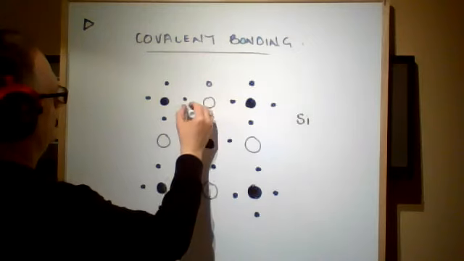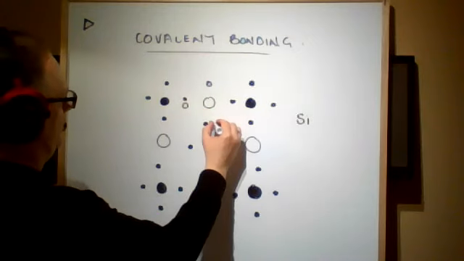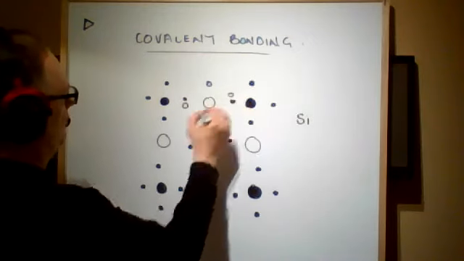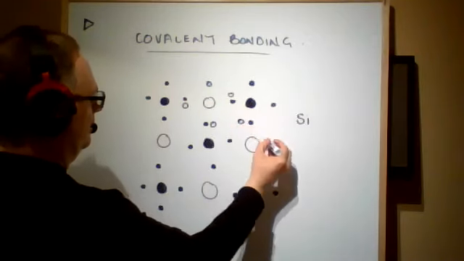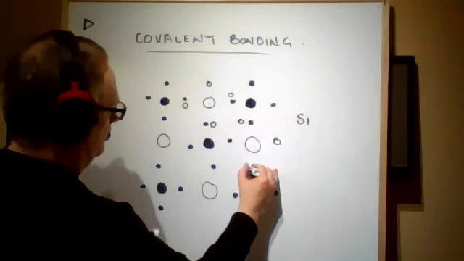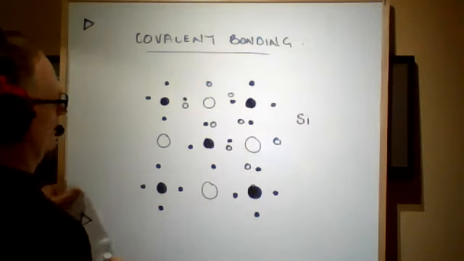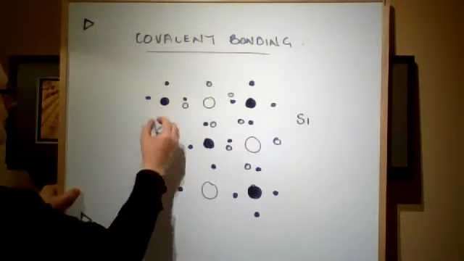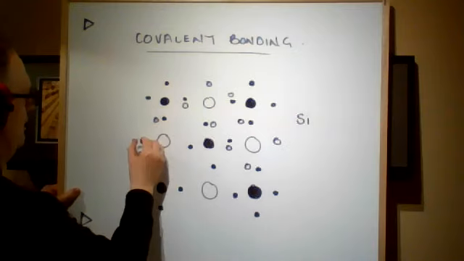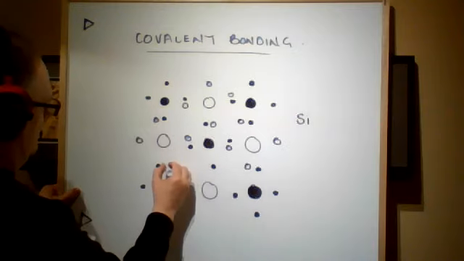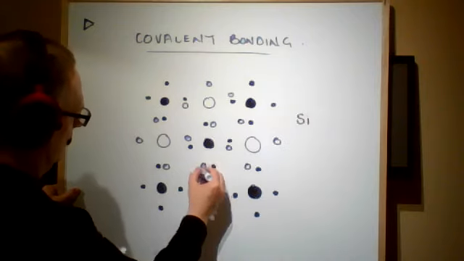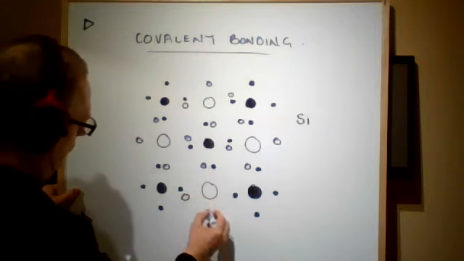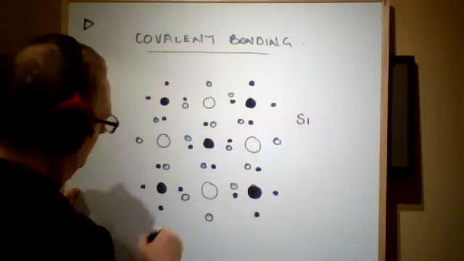Here we have 1, 2, 3, 4 electrons with this one. Here we have 1, 2, 3, 4 electrons with that atom. Let's move over to this side. 1, 2, 3, 4 there. And just one left. 1, 2, 3, and 4.